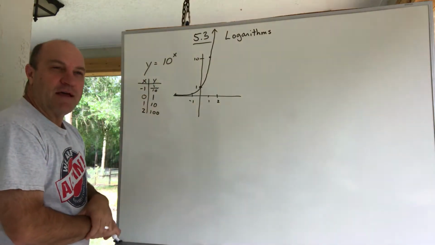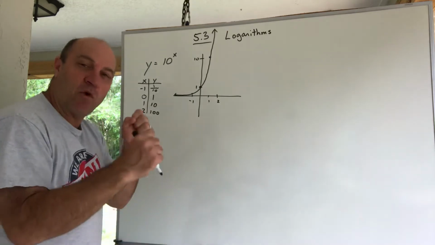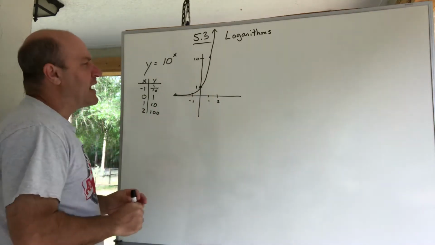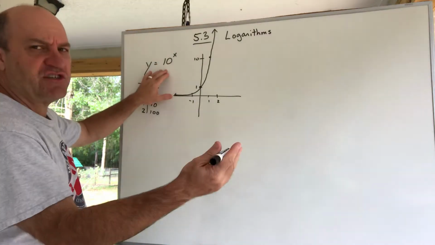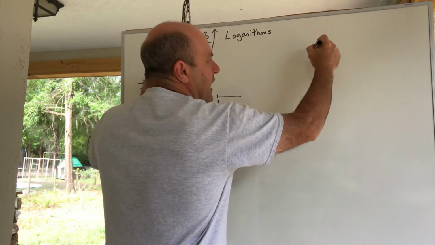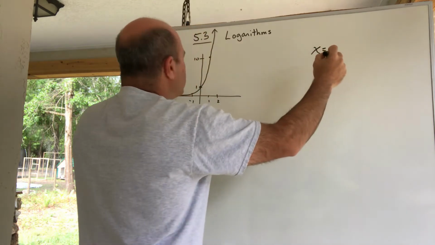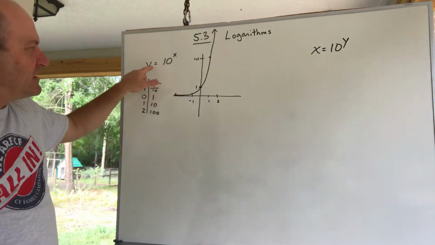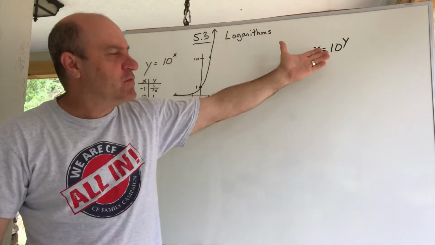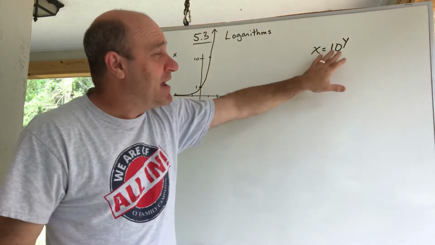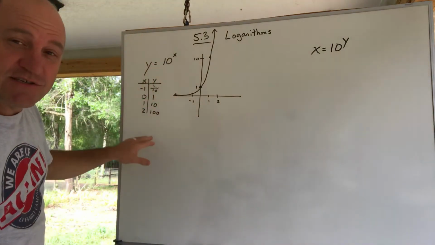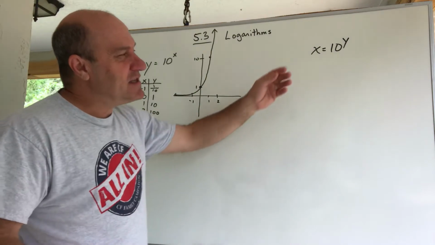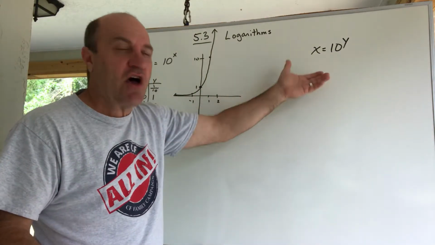Now, if you remember from the beginning of this chapter, if I want to find the inverse of a function, one of the book's methods was to switch x and y. So if I take this equation and switch x and y, then x equals 10 to the y. So I've just switched x and y. By the way, if I made a little chart for that, all these x's and y's would be switched. This is the inverse function, but the next step was to solve for y.